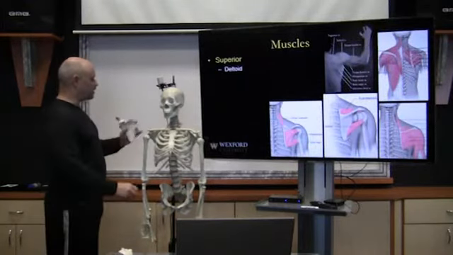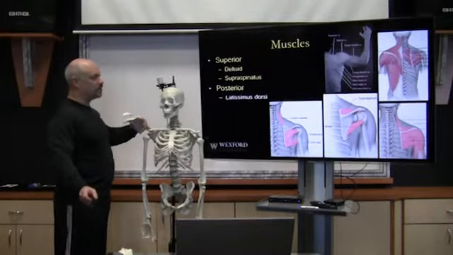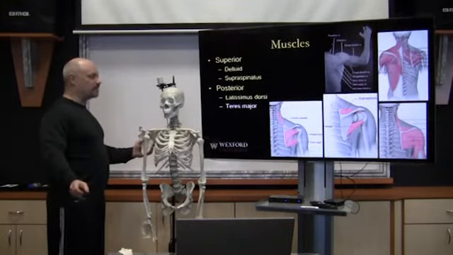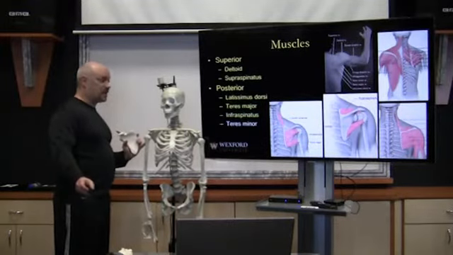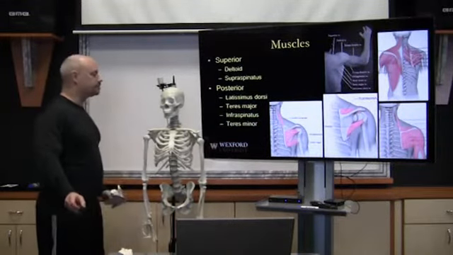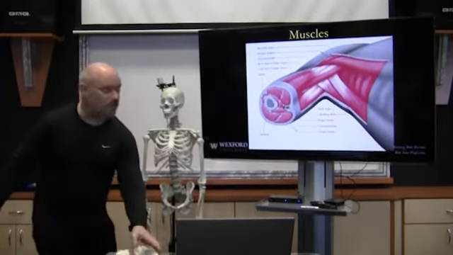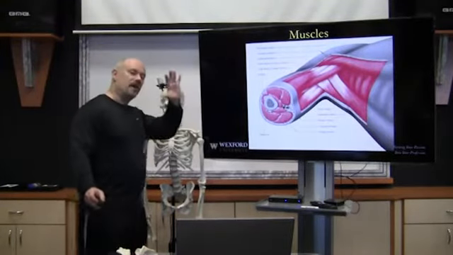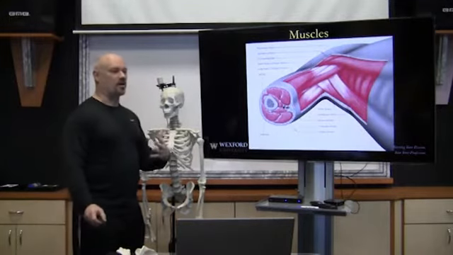Superior again would be the deltoid, that's above, and the supraspinatus. Posteriorly, we have the latissimus dorsi, which is on the back, the teres major, the infraspinatus, which is on the back side, and the teres minor as well. This is just another pictorial view of where these muscles are located. So you should have a good idea and be able to point out where these muscles are.